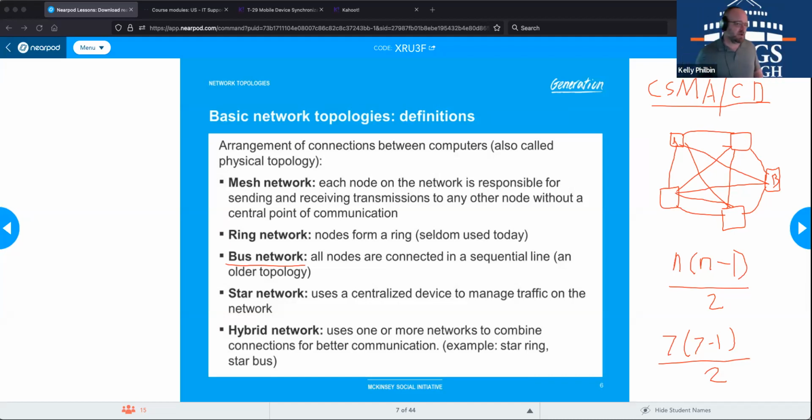Because think about if you have a corporation and they have a big building downtown and they're operating off of multiple floors. So you may have a bus running vertically up the building and a star connected to each one of the bus nodes going up through the building. So you can use the bus to connect multiple stars together. And that is basically what a hybrid is. We have a good little graphic for it on the next page. Do we have any questions so far about physical topologies?